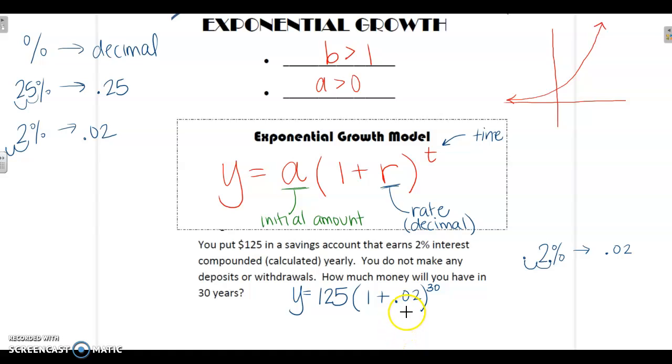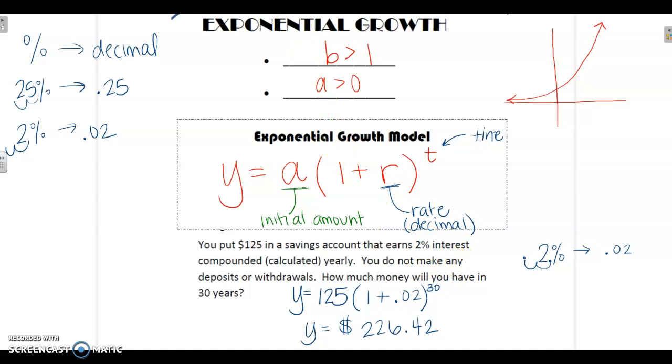So now we're going to use our calculator. The calculator should do 1 plus 0.02 first, because that's in the parentheses, then raise that to the 30th power, then times 125. So go ahead and type that in your calculator, and you should get a dollar amount. We always want to round to the nearest hundredth if we're talking about money. So this should be $226.42. So after 30 years, you have now $226.42 when you're earning 2% interest annually. Okay, so that's exponential growth because the amount is growing.